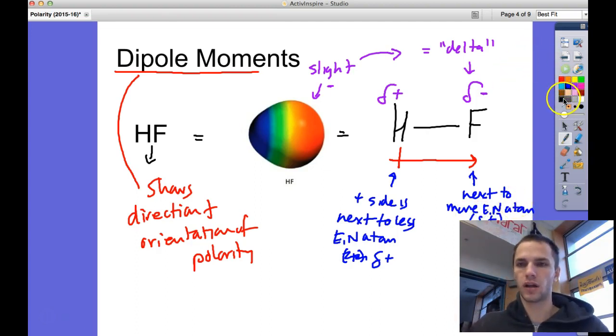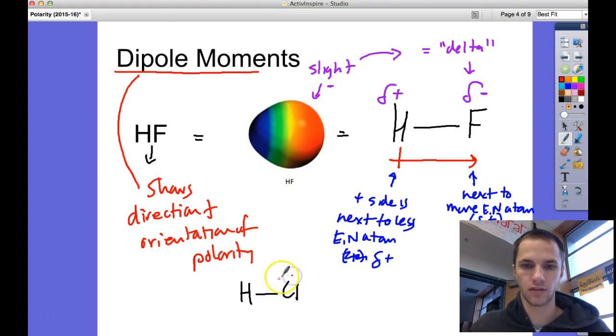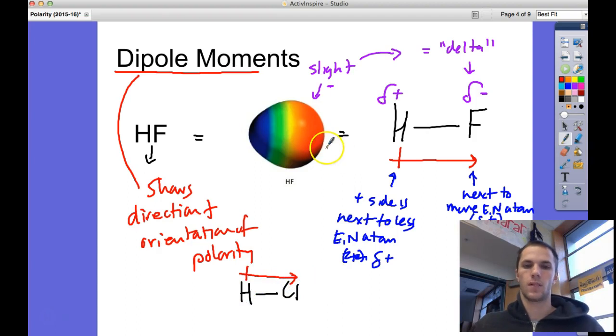So for example, let me just give you another one. Like, let's say you had HCl here. I would just tell you that chlorine is more electronegative. So the way we would draw the dipole moment would be like this. So this is going to be important when we're determining polarity of molecules, which is coming up in a second.